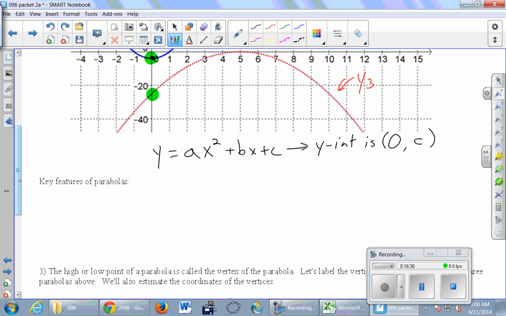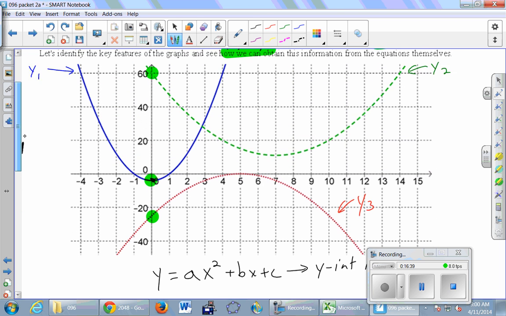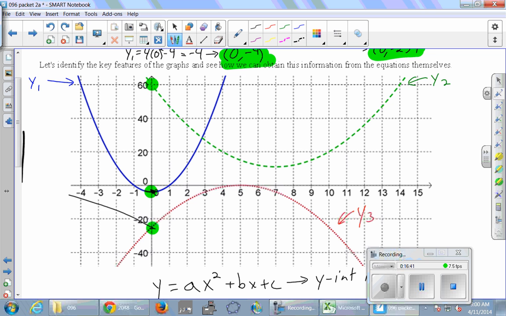Okay, next observation has to do with something that Victor shared with us. Victor talked about parabolas opening the same way. So take a look at blue. Would you say that blue opens up or down? Not a trick question. Blue opens up. What about green? Green opens up. What about red? Opens down. There must be some inherent difference in the equations, something that the blue and green equations have in common, but that the red equation has different.